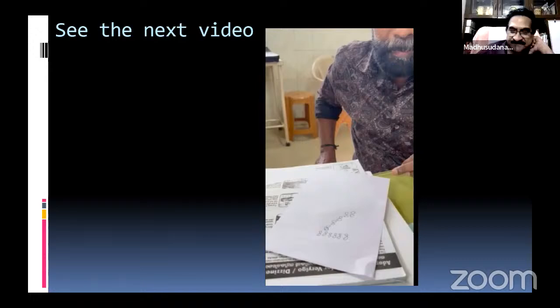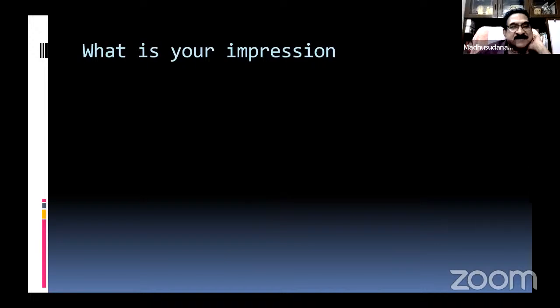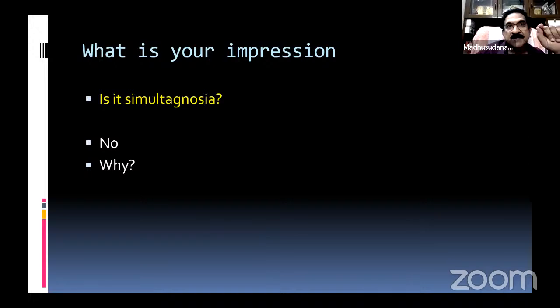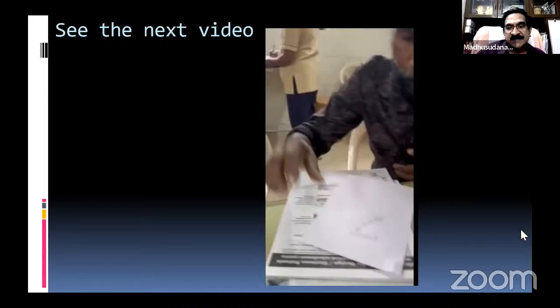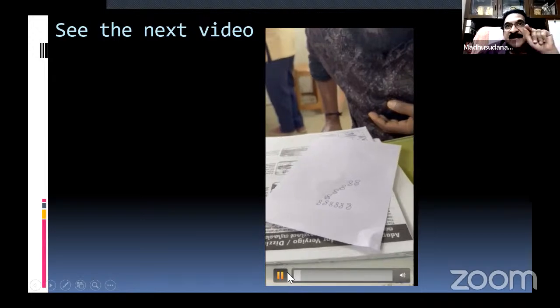Is it simultanagnosia? No. Why? Because in dorsal simultanagnosia he should be able to see the 8s here. The only thing is he will not be able to see the 7 formed by the 8s. But here he is not able to read even the 8 or the 7.